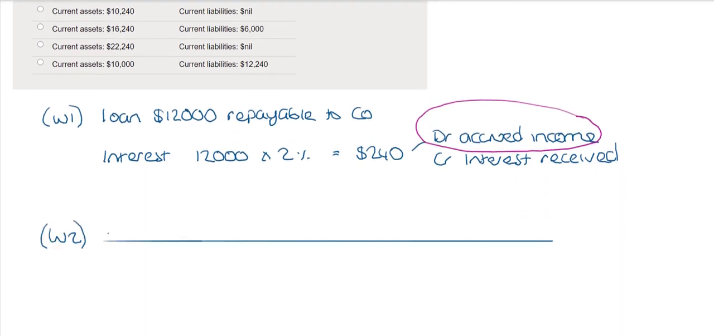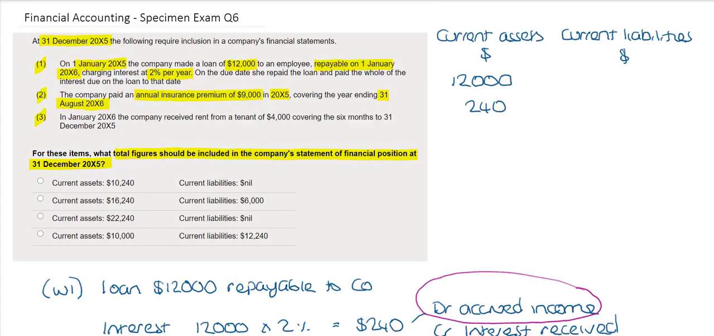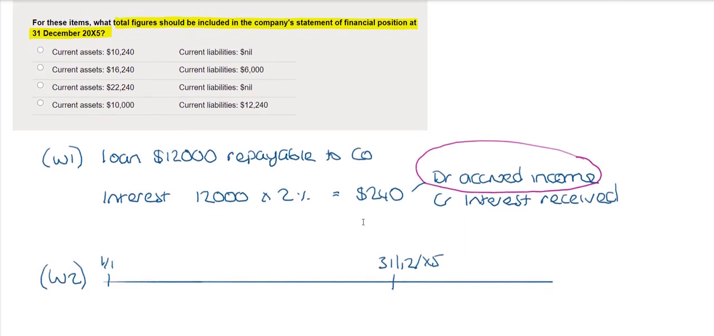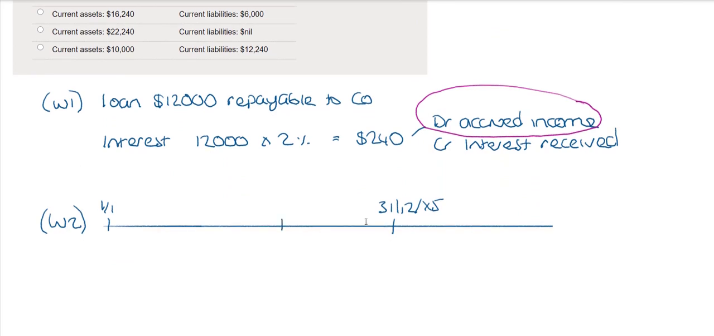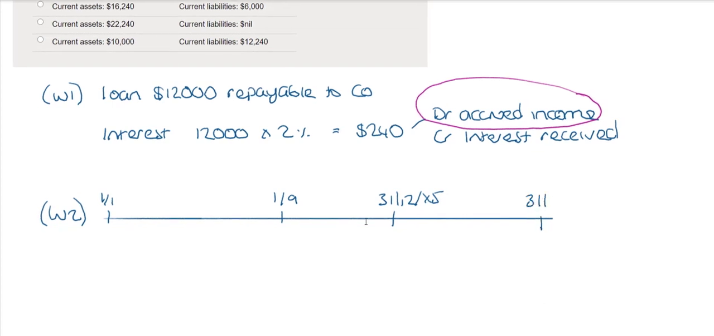We can see that our year end begins on the 1st of January and ends on the 31st of December, x5. What we're also aware of is that our insurance premium ran to the 31st of August 20x6. And so therefore, this premium ran from here on the 1st of September right the way through to the 31st of August after the year end. Our insurance premium therefore straddles the year end. From the 1st of September to the end of December is 4 months, and then after the year end from the 1st of January to the end of August is the remaining 8 months.